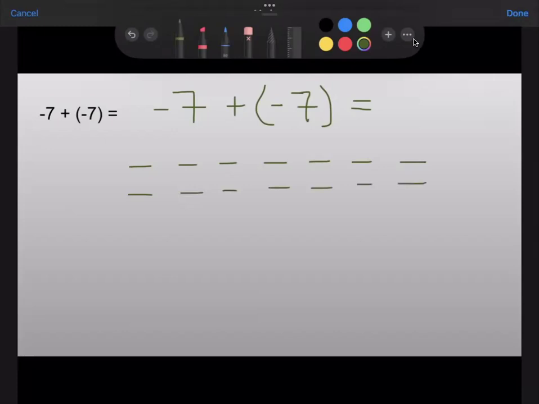So in this group of symbols, I have no positives. So there's no way for me to cancel and group together any pairs and cancel them out. But what I do have is 14 negatives. So I'm going to write this answer as -14. That means -7 plus -7 is equal to -14.